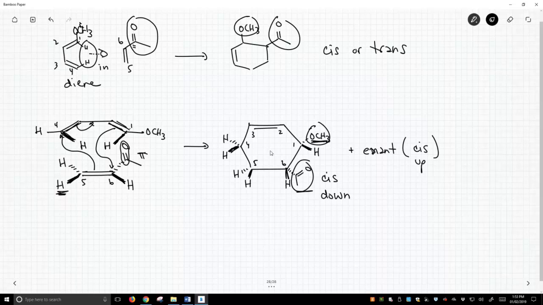This effect of our group wanting to be tucked underneath the pi bond of the diene is called the endo effect. So sometimes when people talk about stereochemistry of Diels-Alder reactions, you'll hear the term endo effect thrown around. And that's a reference to the preference of the electron withdrawing group on the dienophile wanting to tuck underneath the diene pi system in the transition state.